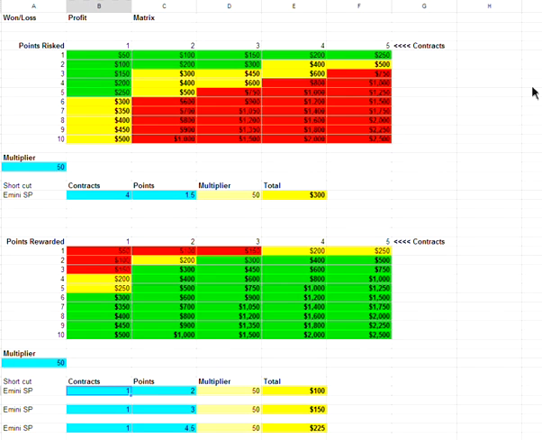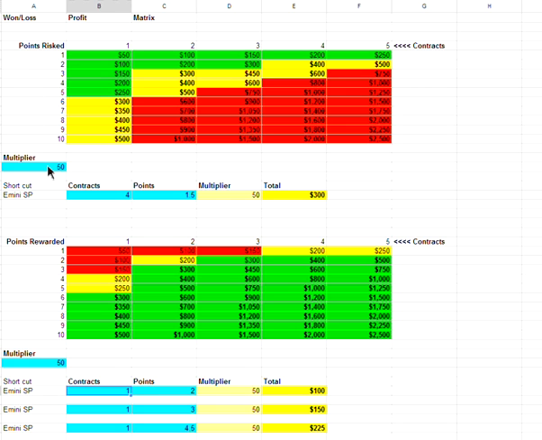A quickie for our members, just trying to help show you how I use a profit matrix to help determine risk and reward ideas, and it may help you with your trading. I hope so. We're using it as an example with the Emini S&P.